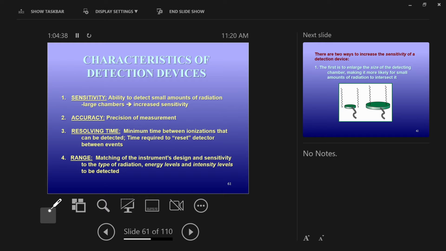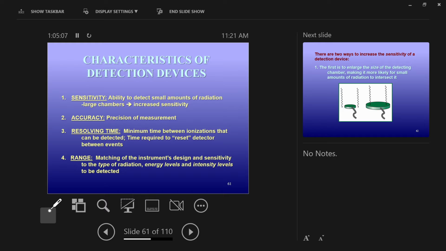Sensitivity is the ability to detect small amounts of radiation. The larger your detector is, the more sensitive it is. We'll cover each of these in depth in a moment here. 2, accuracy, precision of measurement. So sensitivity and accuracy, there's some relationship there.